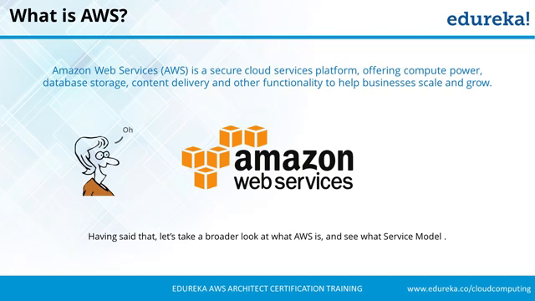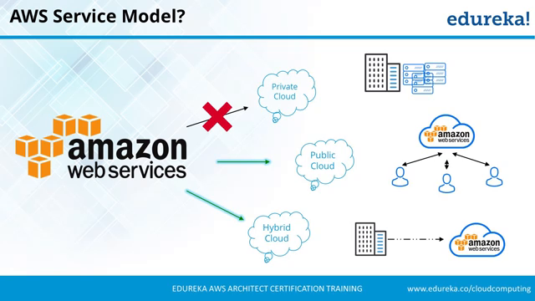So let's take a look at what the different service models and deployment models are that you can adopt in AWS. In terms of service model, typically you can use AWS either as a public cloud or as a hybrid cloud. It is a public cloud when you are deploying all your environment, your dev and test environment, on AWS. In case you're keeping your business critical applications on-prem and using your dev and test environment on AWS, then you're following the model of hybrid cloud.